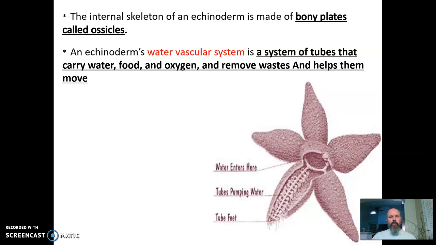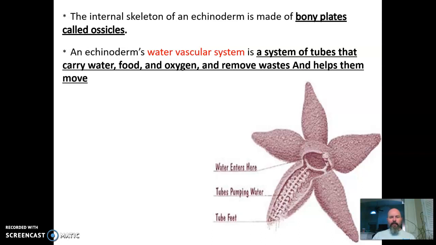The echinoderm's water vascular system is a system of tubes that can carry water, food, oxygen, and remove wastes, and help them move. So, kind of like the internet is a system of tubes, there's tubes running throughout the entire body of the sea star. You can see some of that in the picture. They have a little opening at the top. It's not a wide open hole.